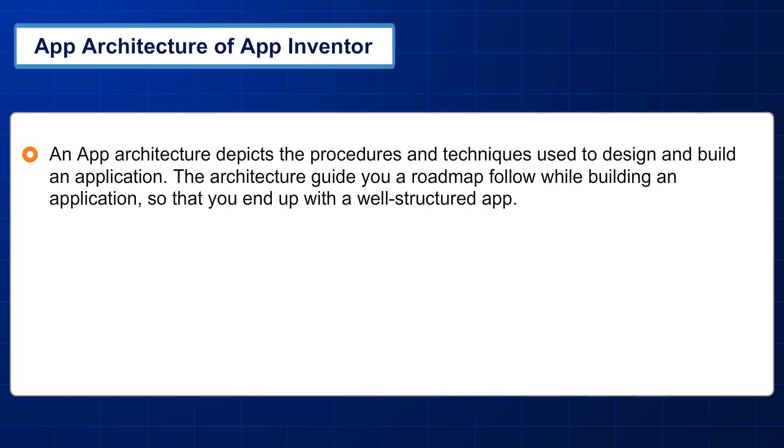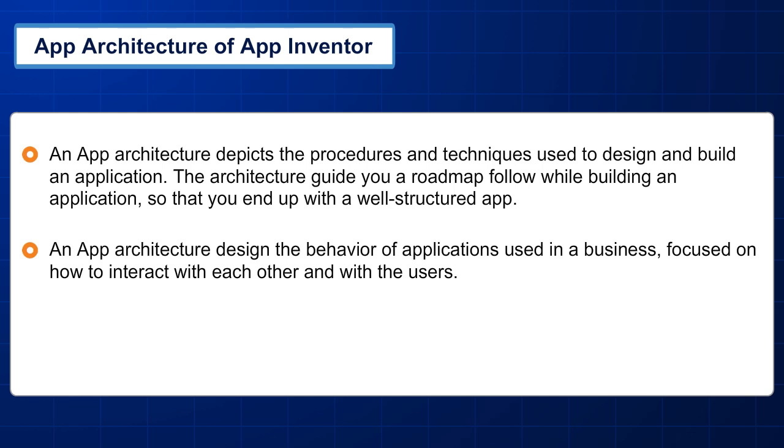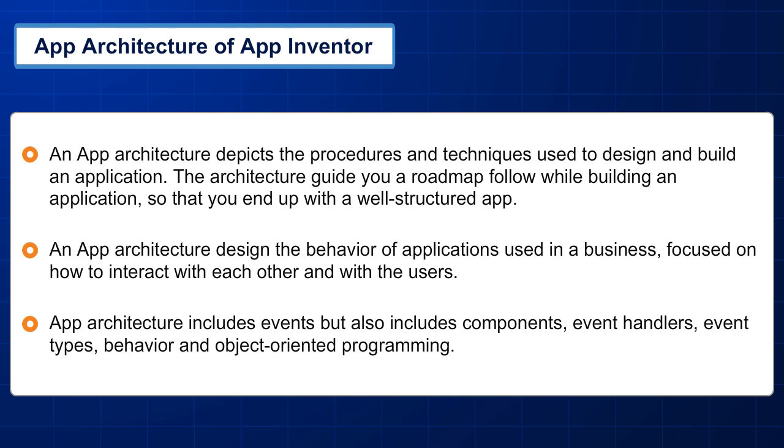An app architecture depicts the procedures and techniques used to design and build an application. The architecture gives you a roadmap to follow while building an application so that you end up with a well-structured app. An app architecture designs the behavior of applications used in a business, focused on how to interact with each other and with the users. App architecture includes events, but also includes components, event handlers, event types, behavior, and object-oriented programming.